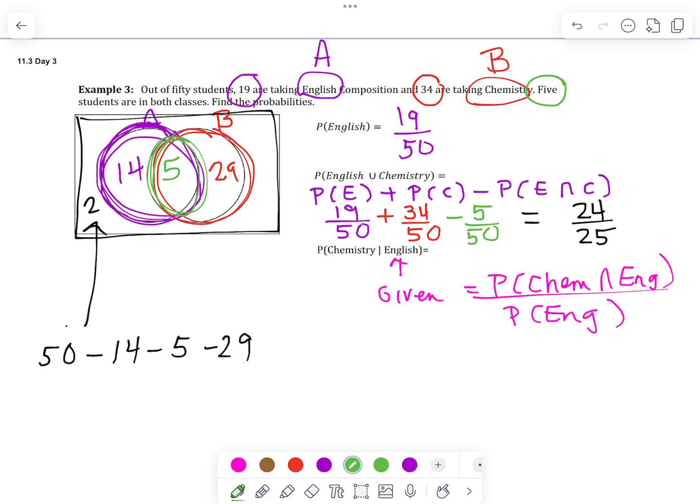So we have Chem and English right here. That's that 5 out of 50. And the probability of English, the purple circle, 19 out of 50. And then we reduce, and we will get 5/19. Notice what happens. The 50 and the 50 just cancel out.